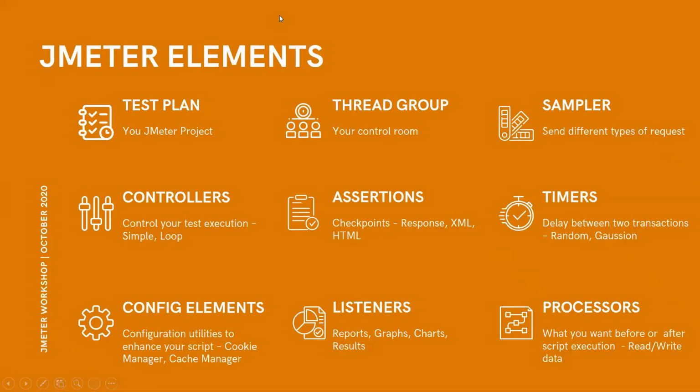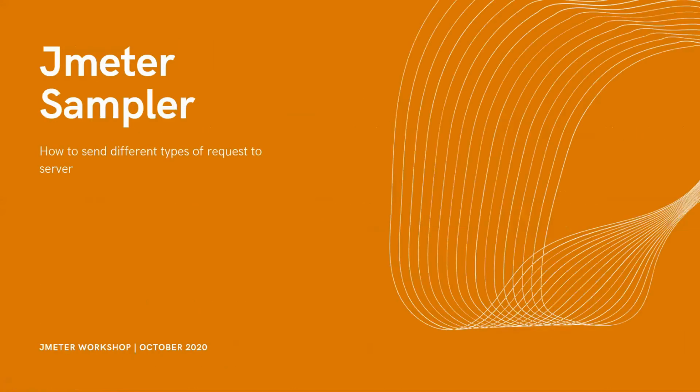So let's move on to the JMeter elements. These are the different types of JMeter elements that you will be using. Let's start with all the elements one by one. The very first we need to understand is the sampler.